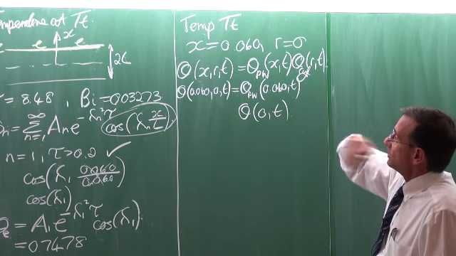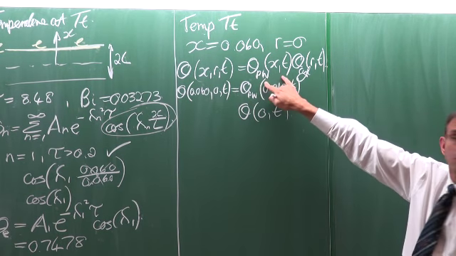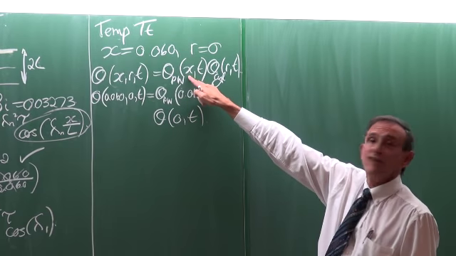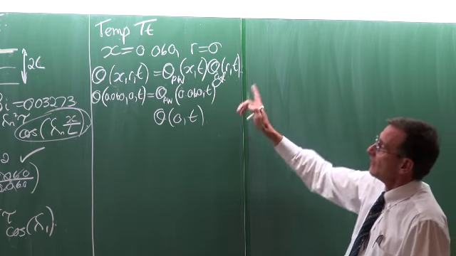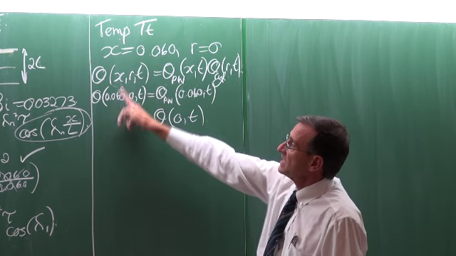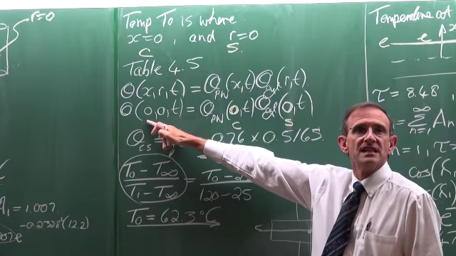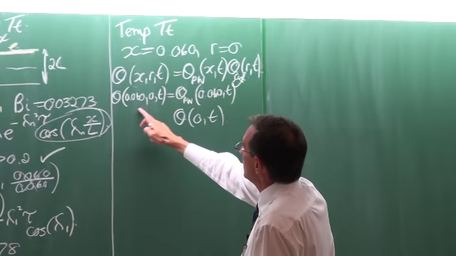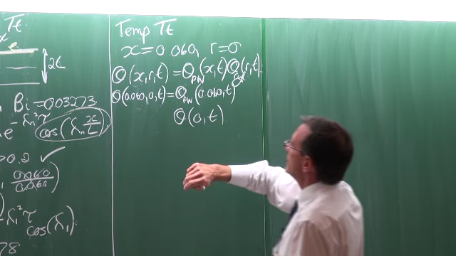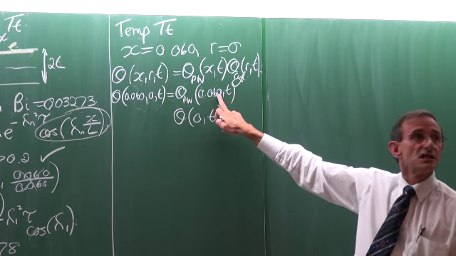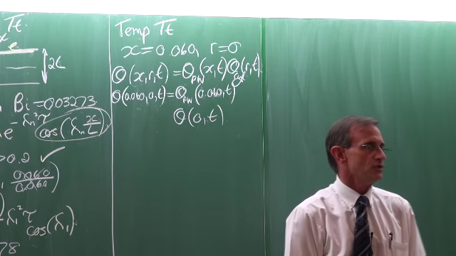Okay, let me just repeat. The non-dimensionalized temperature in general, x, r, t, is the solution of the plane wall, which is a function of x and t, and the cylinder, which is a function of r and t. In this case, x is 60 millimeters. Previously it was at 0, now it is at 60 millimeters. R is still at 0. T is 900. Plane wall x 60 millimeters, and r, t where r is equal to 0.